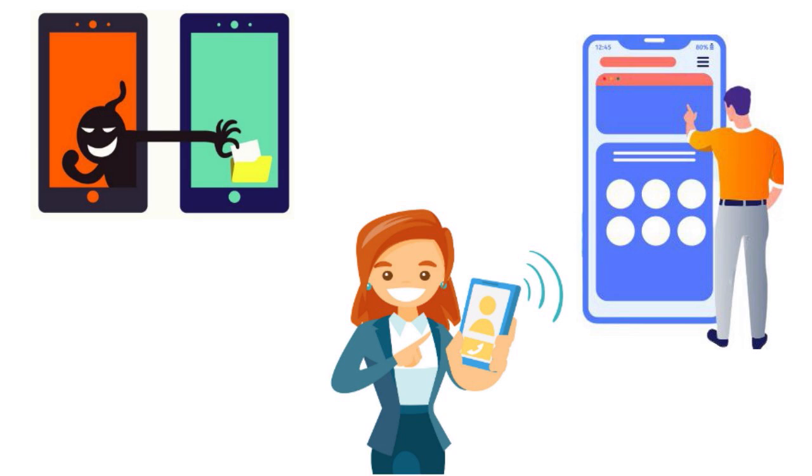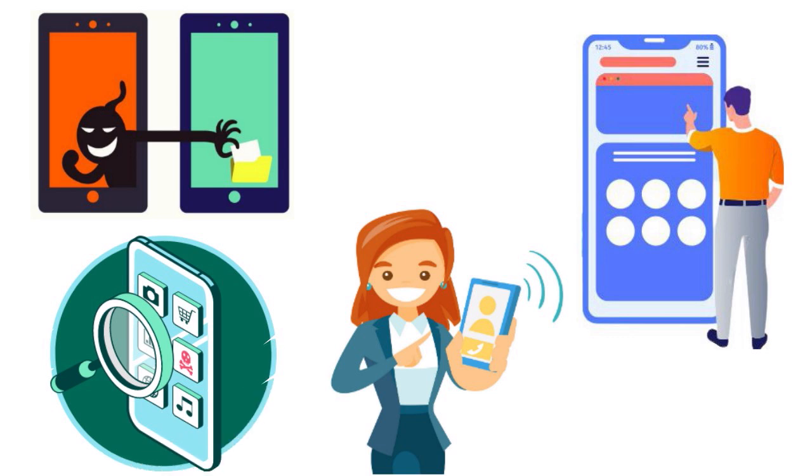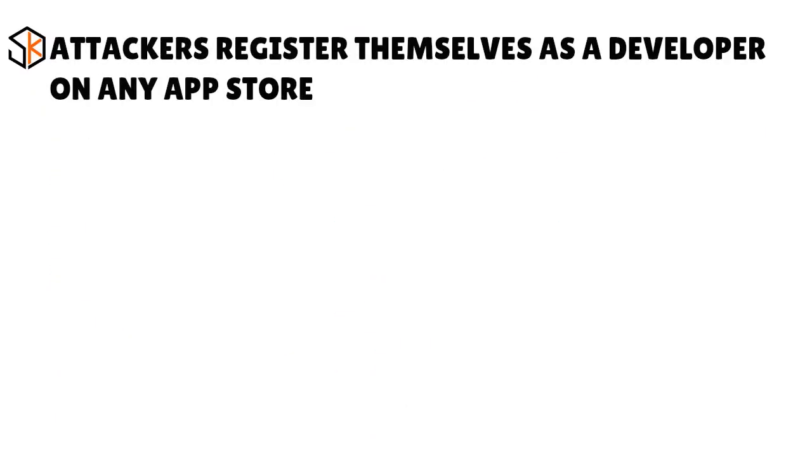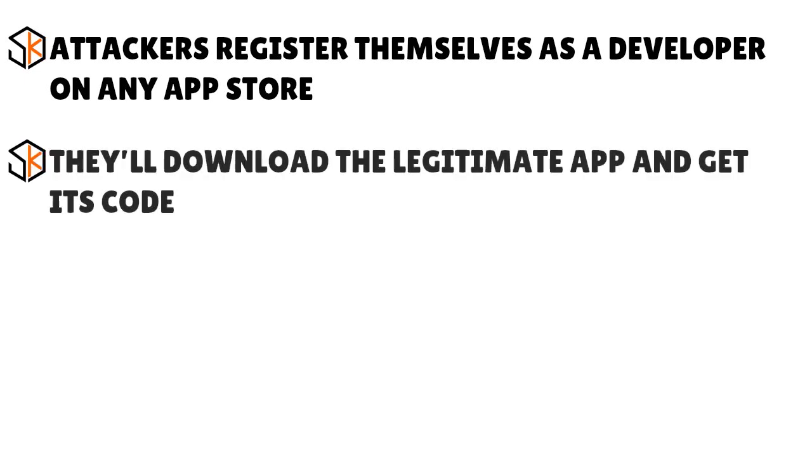When I speak about official app stores, while they should review all apps and developers, as I said a little earlier, thousands of fake apps sneak their way in each year. So here is how fake mobile apps end up in official app stores. First of all, attackers will register themselves as developers on any app store. It's all about having a veneer of legitimacy. They will download the legitimate app and get its code. It's all about dissecting the app.